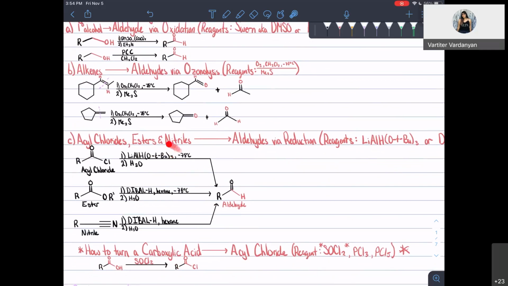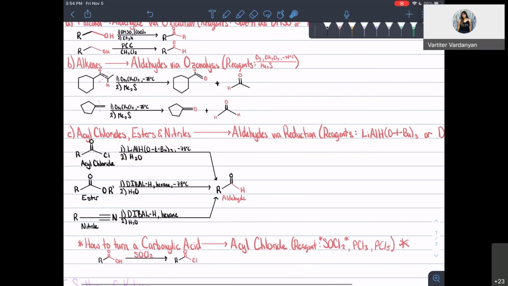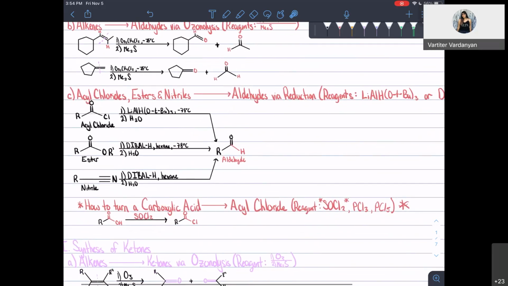So acyl chloride reacts with our LiAlH to form an aldehyde. Our esters and nitriles both react with a DIBAL to create the aldehyde. And the last thing you need to know about synthesizing things is how can we take a carboxylic acid and turn it into an acyl chloride? These are your reagents, SOCl2, PCl3, and PCl5.